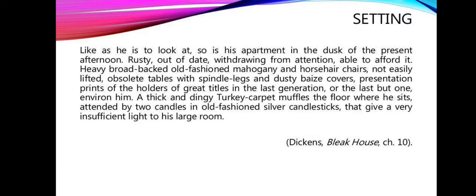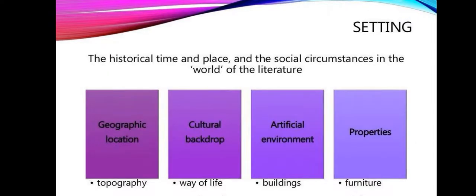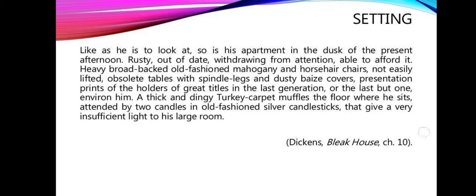Dickens' Bleak House. So this example shows what furniture they have in his apartment and the period of his apartment, which is the topography of where the apartment is, the cultural way of life, and the buildings.